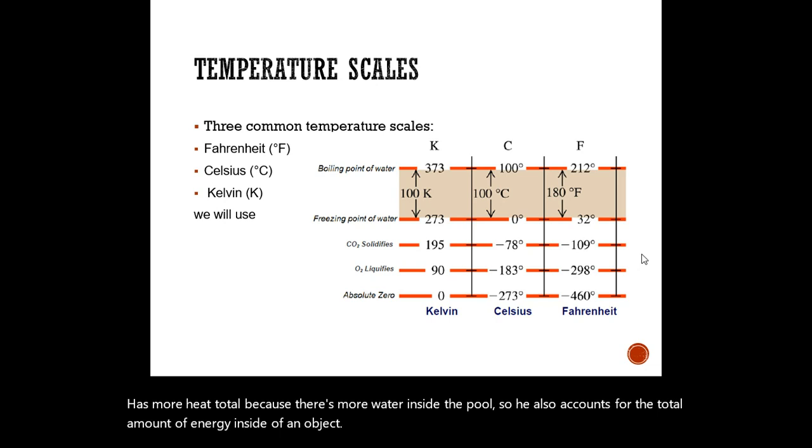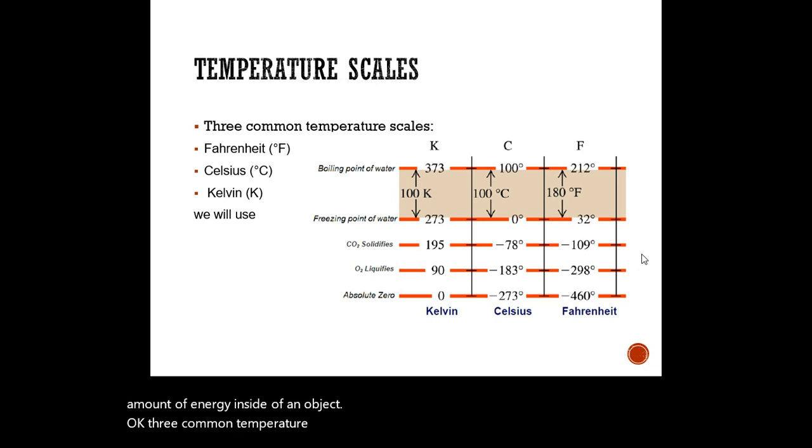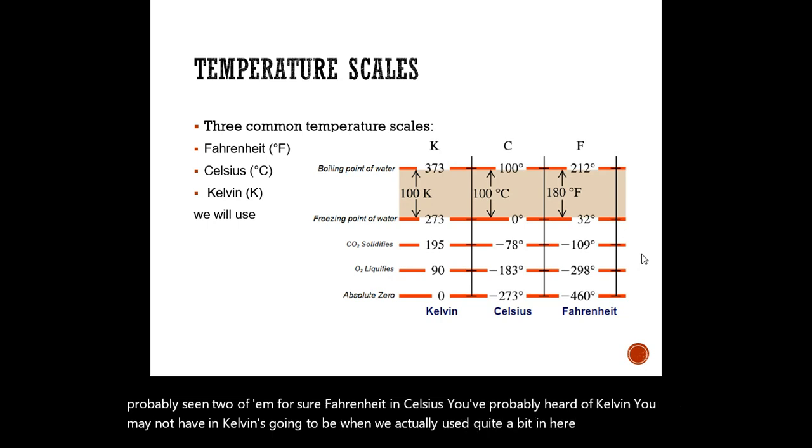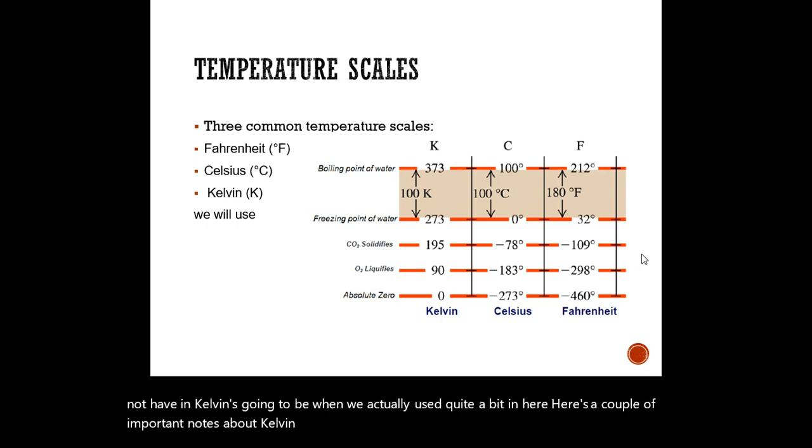Okay, 3 common temperature scales that we're going to use throughout, and that you've probably seen 2 of them for sure. Fahrenheit and Celsius, you've probably heard of. Kelvin, you may not have, and Kelvin's going to be the one we actually use quite a bit in here. Here's a couple of important notes about Kelvin. It has no negative temperatures. The lowest temperature in Kelvin, if you notice on the chart there, is 0.